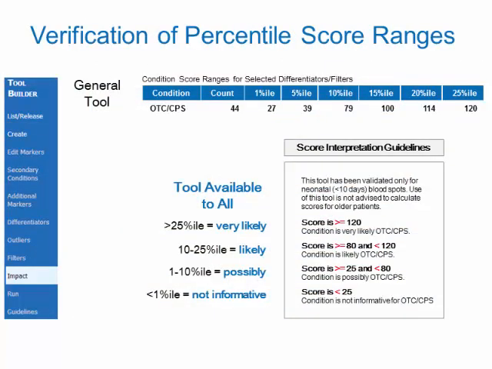The next step is a verification of the percentile score ranges and the consequent adjustment of the score interpretation guidelines. As a reminder, the scores corresponding to the 1st, 10th, and 25th percentiles, rounded to the nearest multiple of 5, define the boundaries between the interpretation guidelines. A score lower than the 1st percentile is considered not informative.